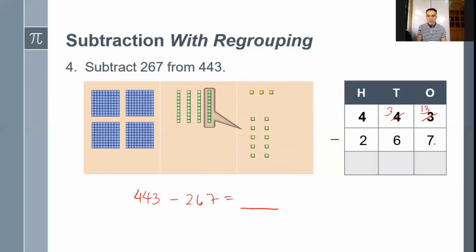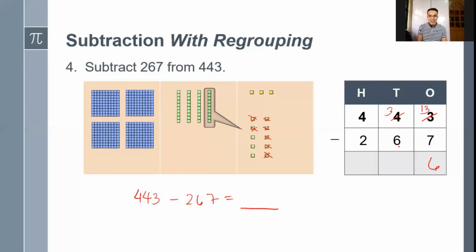13 minus 7, or we're going to take away 7 from 13. So we have 1, 2, 3, 4, 5, 6, 7. Then count the remaining number of ones. 1, 2, 3, 4, 5, 6. 13 minus 7 is 6.